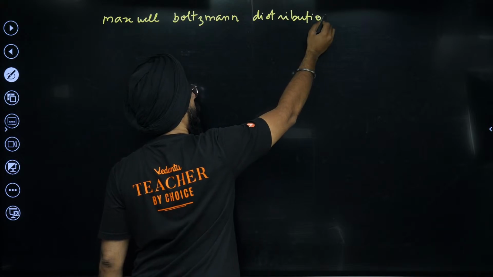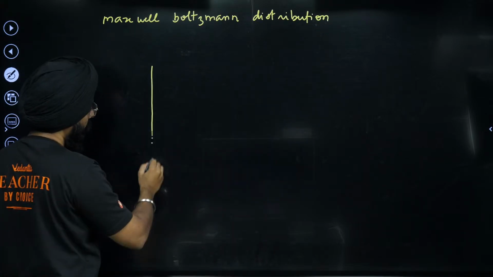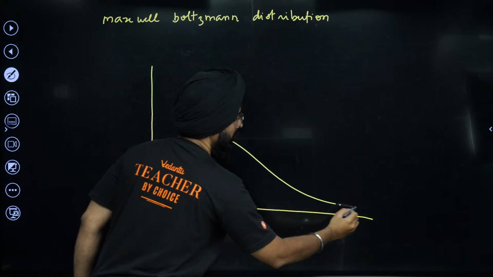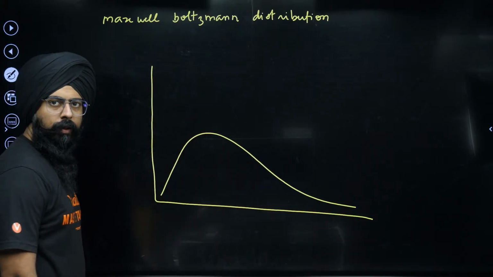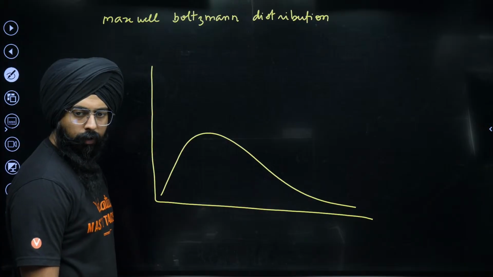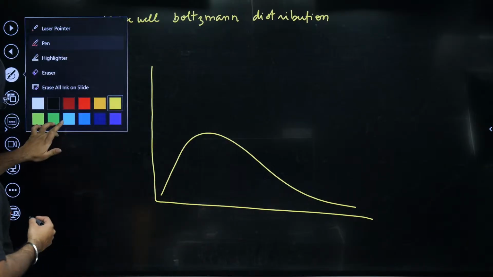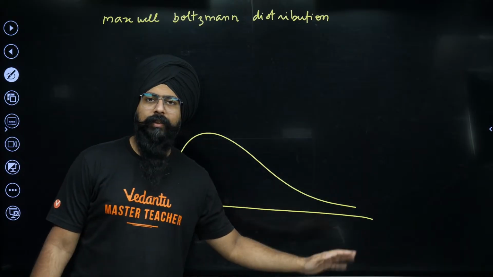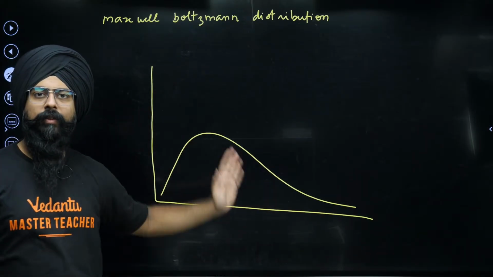Yes, do you remember the graph of this one? The graph, if I draw, will look something like this. Remember? The graph will look something like this. Okay, so now my dear friends, what is on the x-axis of the graph? What is on the y-axis of the graph? X-axis and y-axis, what is there?